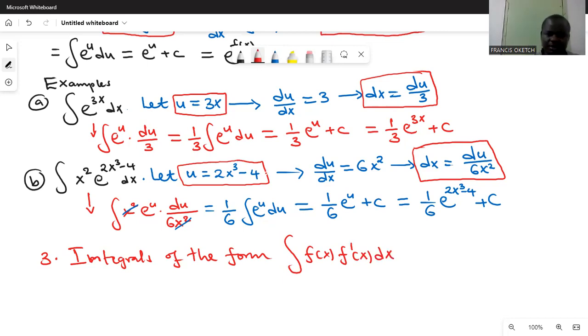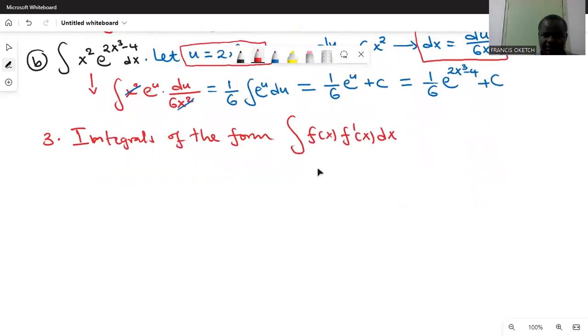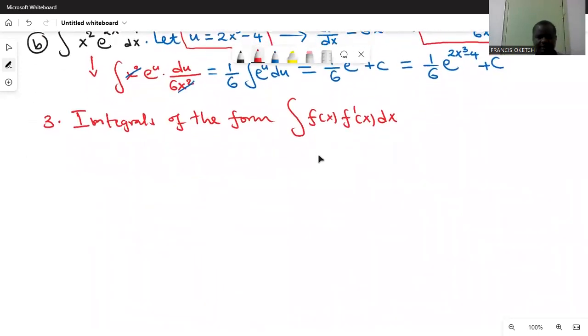So how do you go about this kind of integrals, or this form of integrals? This is what you do again using the u-substitution method. You're going to say let u be equal to f of x. It's like you have a function times its derivative and you want to integrate it. So you start by saying let u be equal to f of x.